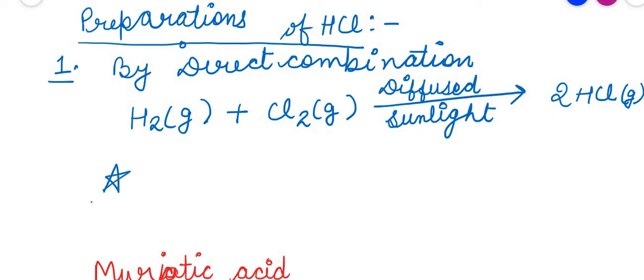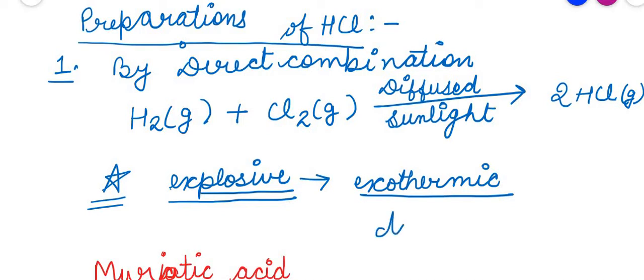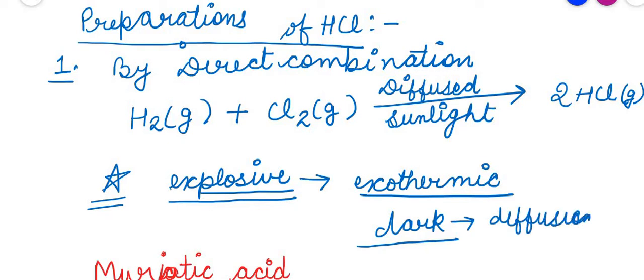Why is direct light not coming? Because the direct light reaction is very explosive in nature. The beaker can blast with direct light, because direct light gives a very exothermic reaction, and you know that exothermic reactions are explosive in nature. So that's why it is negligible as in the dark, but we are providing some diffused light to it. Okay, fine with this.